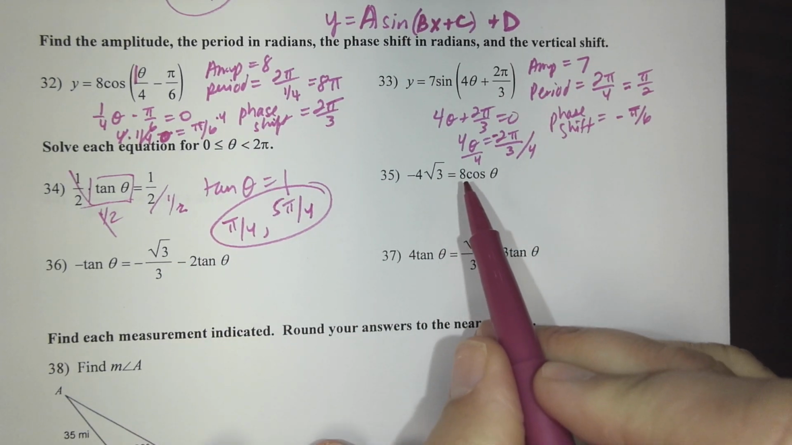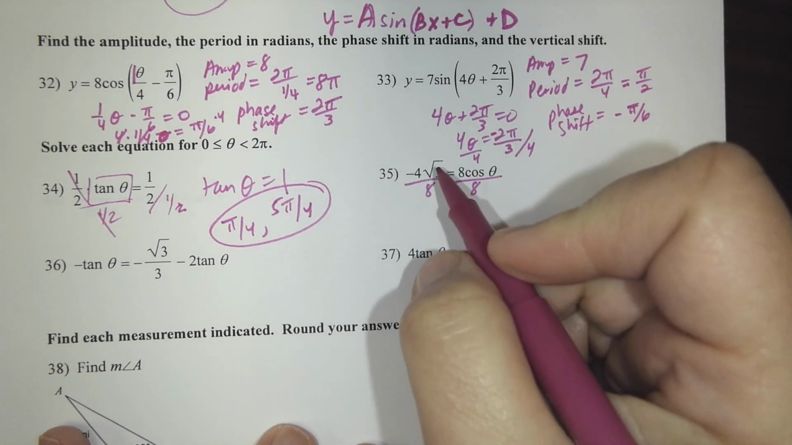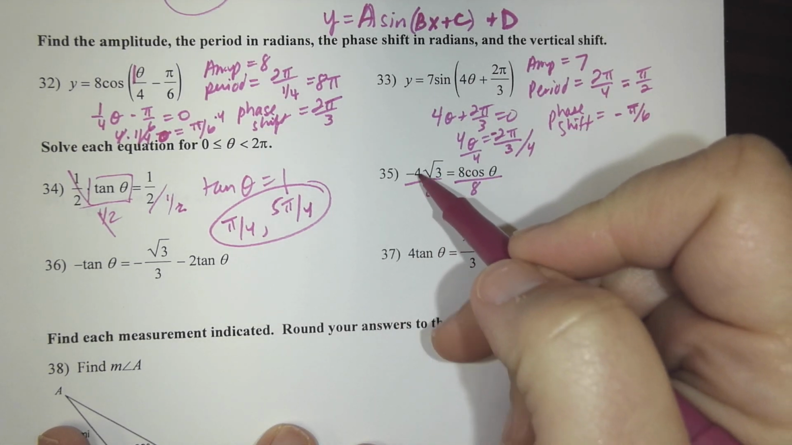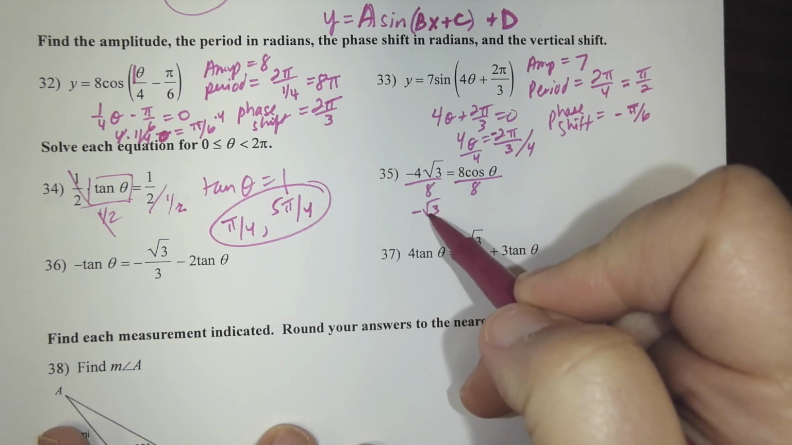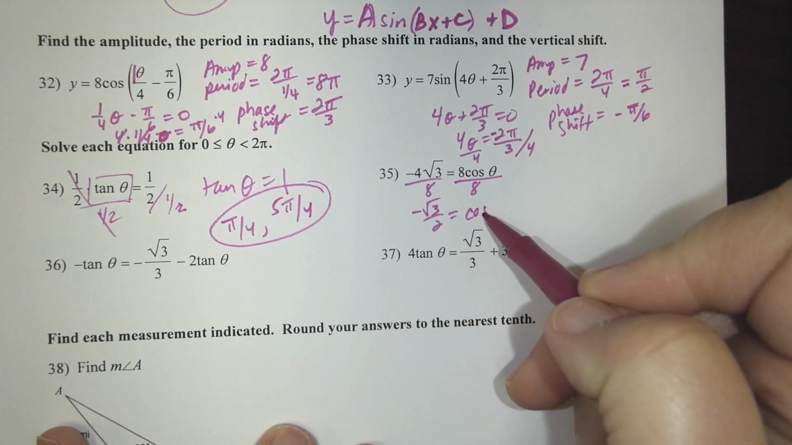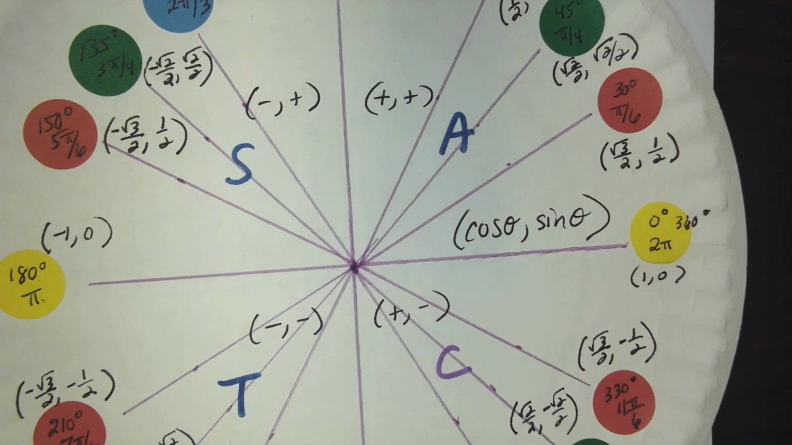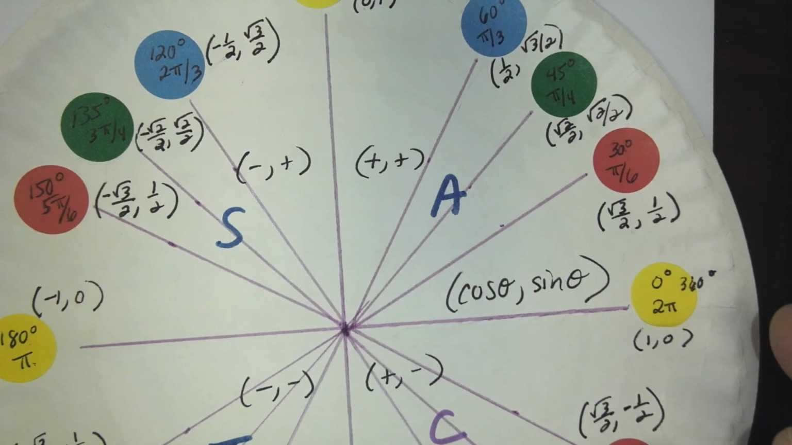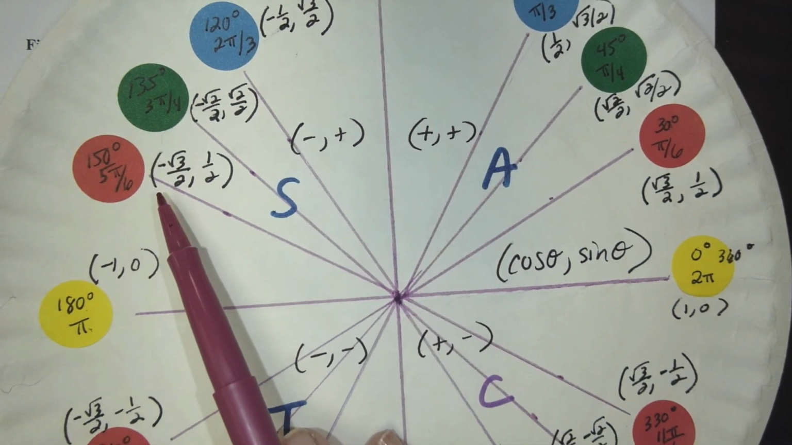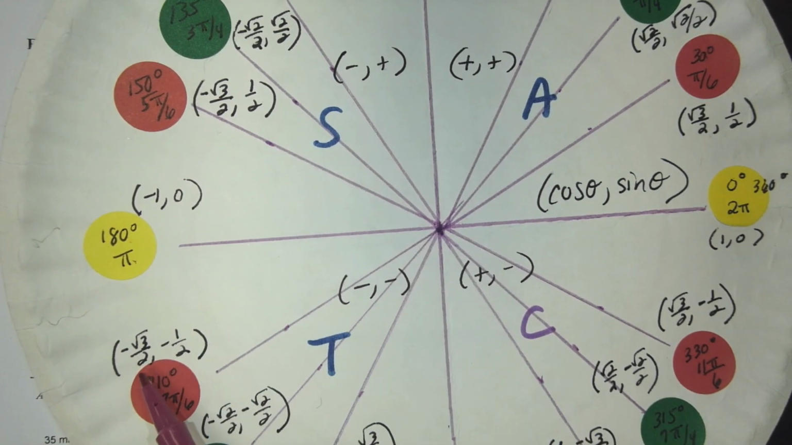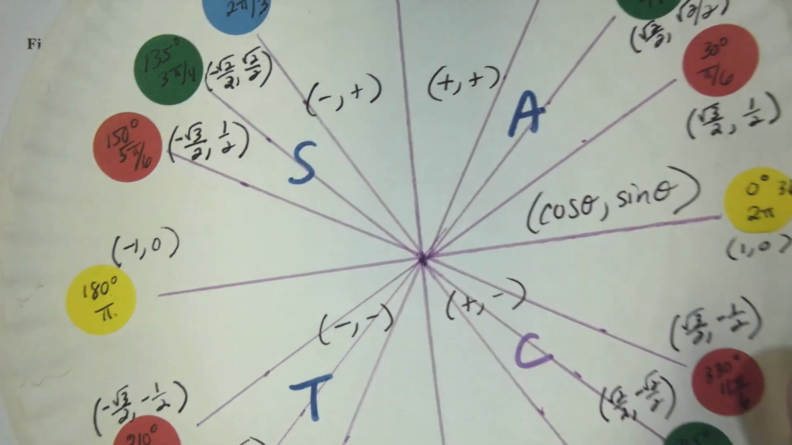Let's do that again for this one. Get cosine theta by itself, so I'm going to divide by 8. This right here would reduce down. 4 goes into 8 2 times, so it would be negative root 3 over 2 equals cosine theta. Let's go to our lovely unit circle. Where is negative root 3 over 2? Right there. Is there another negative root 3 over 2 for cosine? Yes, there is, right here at 5 pi over 6 and 7 pi over 6.